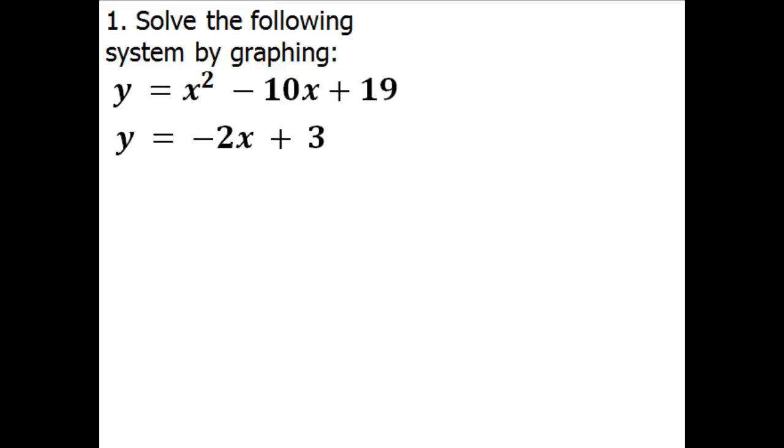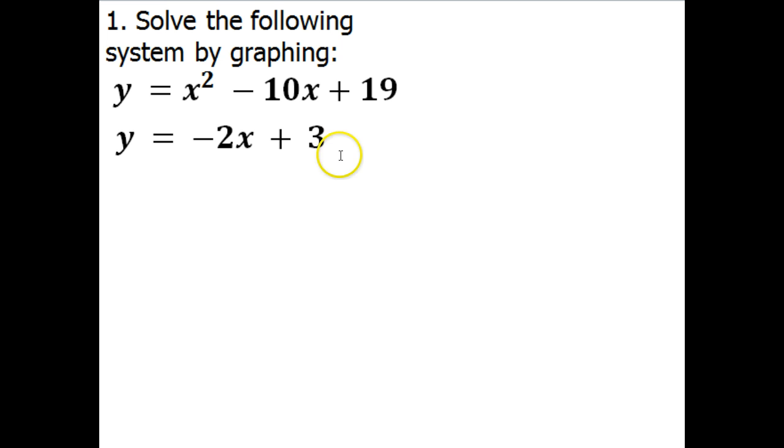Again, we're asked to solve this one, and the way that we're asked on this particular one is to do it by graphing. This one's a little bit different because I have a quadratic on top and a linear on bottom. The quadratic's the one that's shaped like a parabola, that U shape, and the one on bottom is a linear, meaning that it's a straight line.